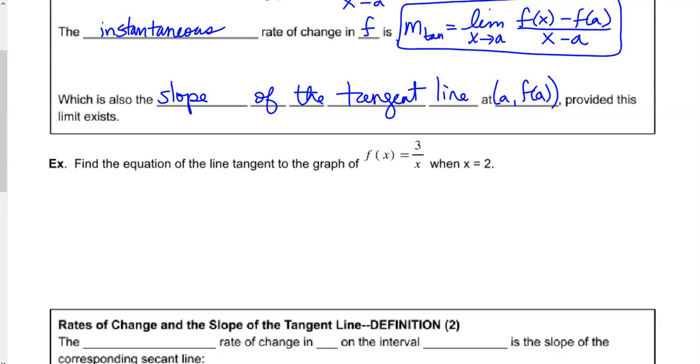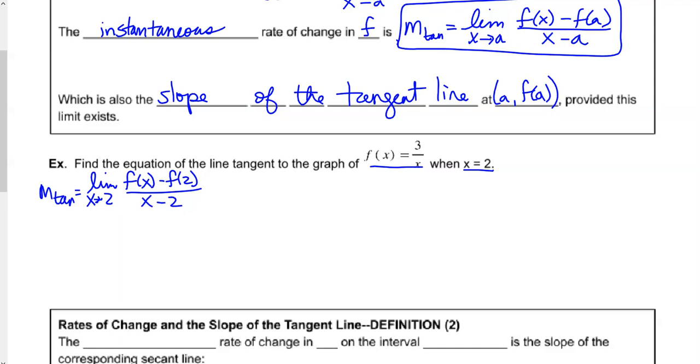Okay? So maybe I'll do this so we can still see that. Find the equation of the line tangent to this function when x equals 2. So I'm going to take that definition that we have up there, definition 1. The slope of the tangent line is equivalent to the limit as x approaches, our value is 2 here, of f of x minus f of 2 all over x minus 2.